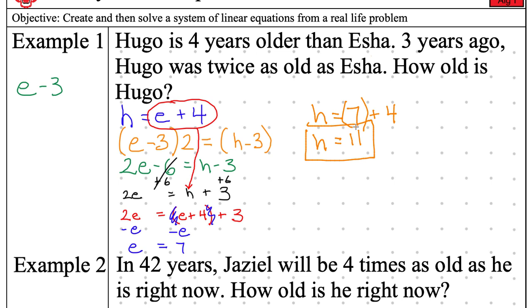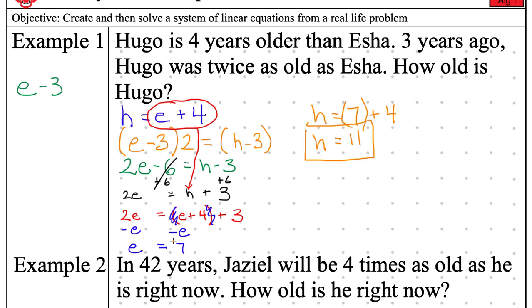Does anyone have a question about example number 1? Charles? No. Asha? Yeah. So our answer would be E equals 7 and H equals 11? The question isn't asking how old Esha is, it's only asking how old Ugo is. So how old is Ugo? That's why we ignored the fact that Esha was 7 years old.